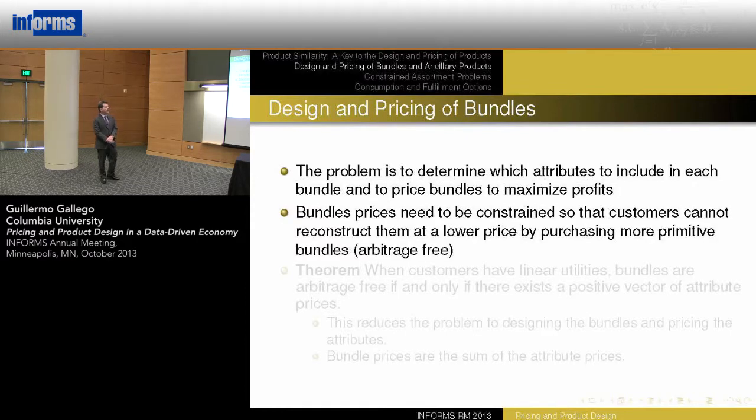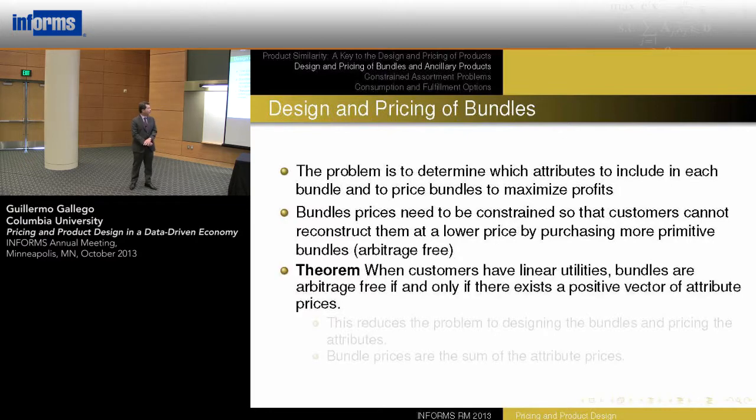Bundles also need to be constrained so that customers cannot reconstruct them at a lower price by purchasing more primitive bundles. So they need to be arbitrage-free. And so we have a little theorem that when customers have linear utilities, then bundles are arbitrage-free if and only if there exists a positive vector of attribute prices. This is actually straight from finance, just applied to the idea of bundling.